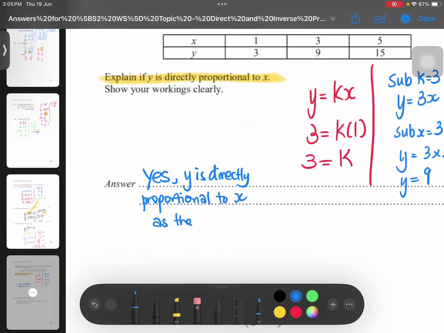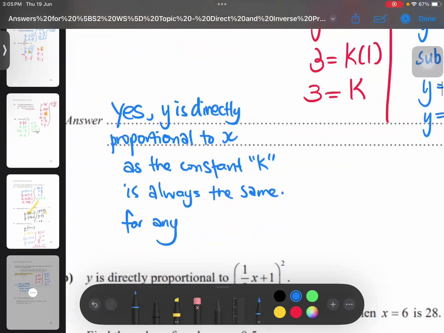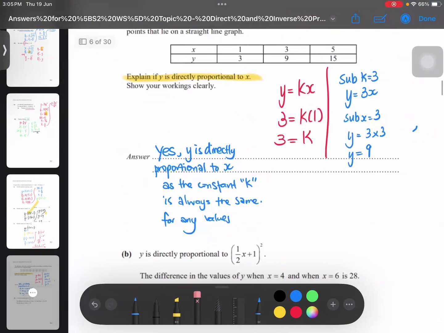as the constant k is always what? The same. You understand what I'm saying? Or in fact, you can say it is always the same for any values given in the table. Can you understand? All right, so that's how you would do a question like this.